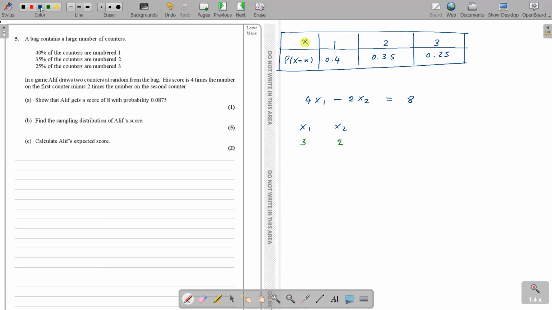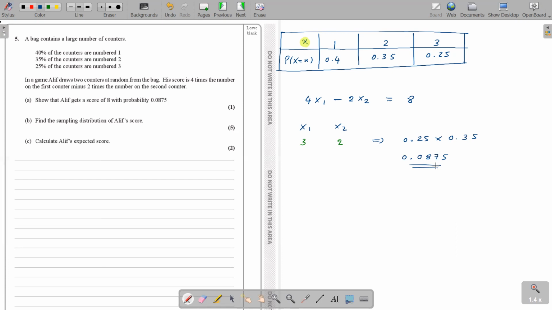So what's the probability of getting a counter with number 3? The probability is 0.25, right? Multiplied by the probability of the counter with number 2, which is 0.35. Multiply 0.25 by 0.35. Do we get the answer? Yes, right? 0.0875. So this should be more than enough.